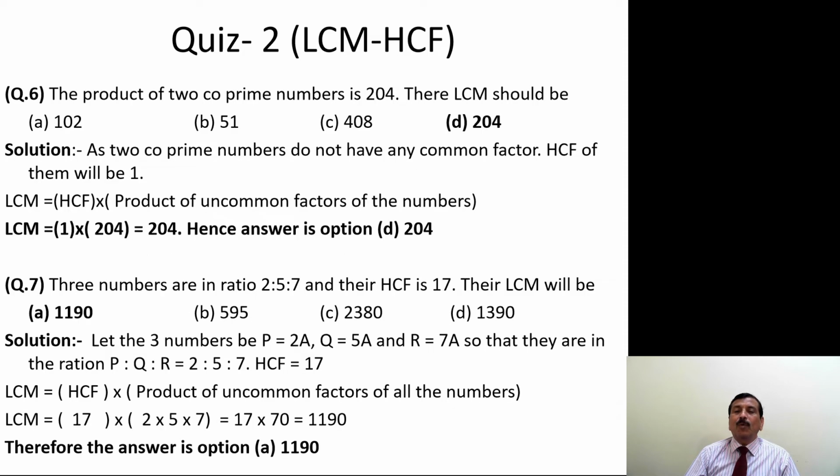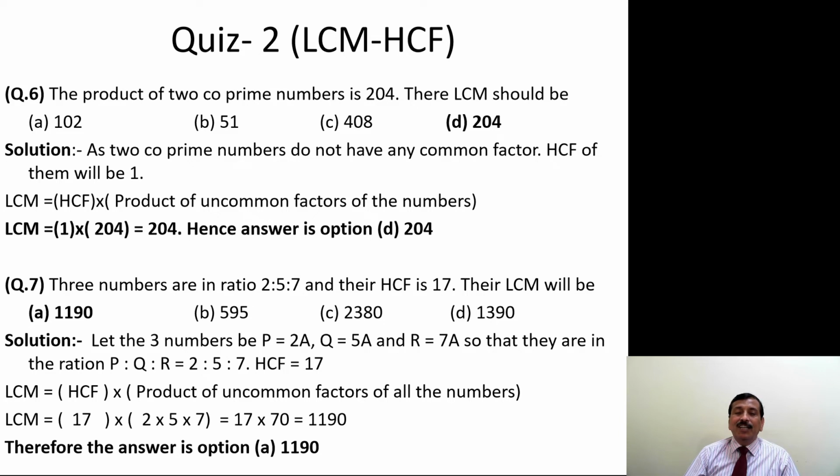The product of two co-prime numbers is 204. Their LCM should be? Now look here. LCM is HCF into the product of uncommon factors. We realize that the two numbers are co-prime, so they do not have anything in common. Whatever they have in common is 1. So their HCF must be 1. LCM is 1 into the product of uncommon factors. All factors are uncommon, and therefore 204 is their product. So LCM is equal to 1 into 204. So LCM will be 204.